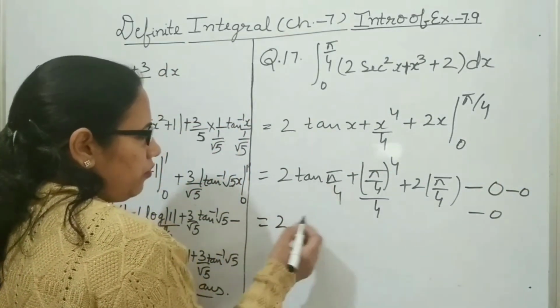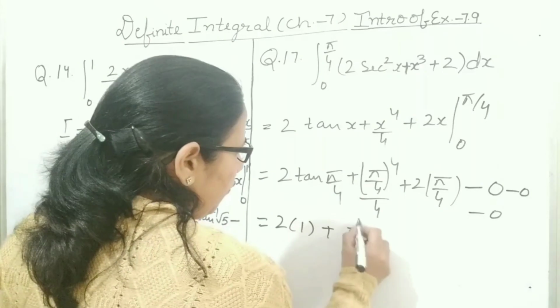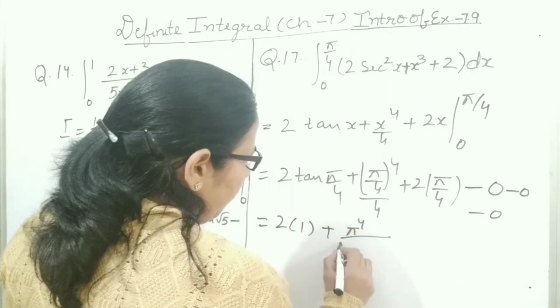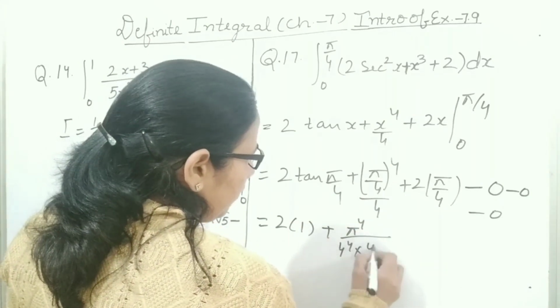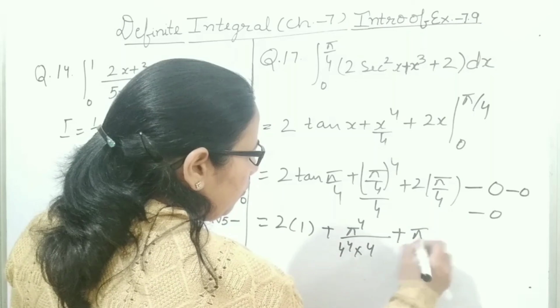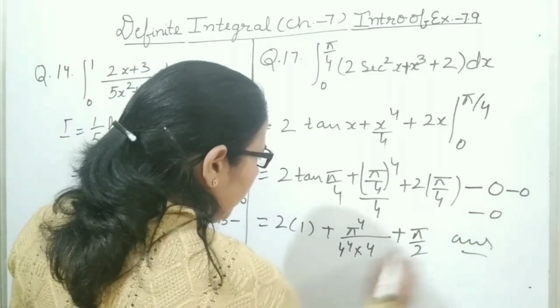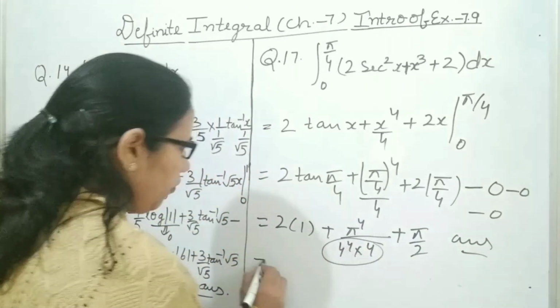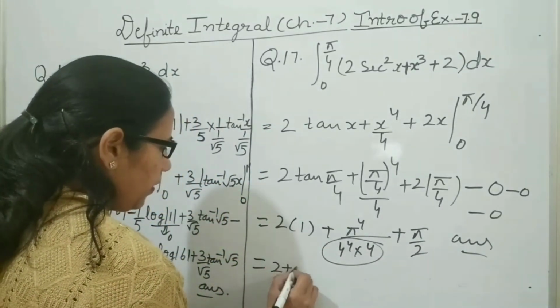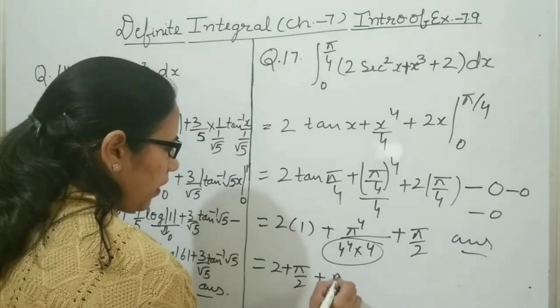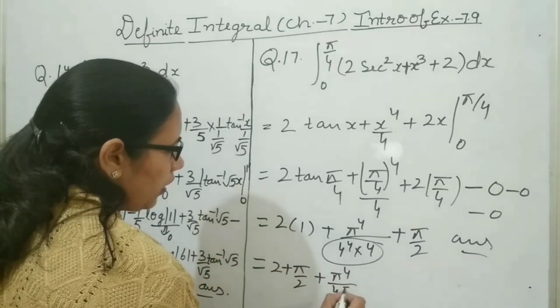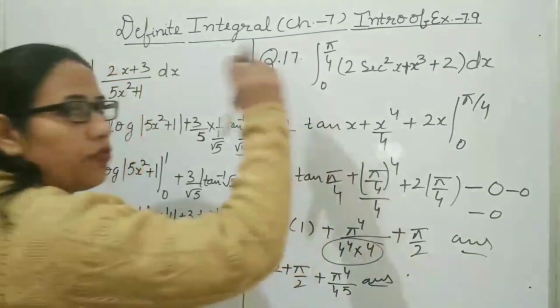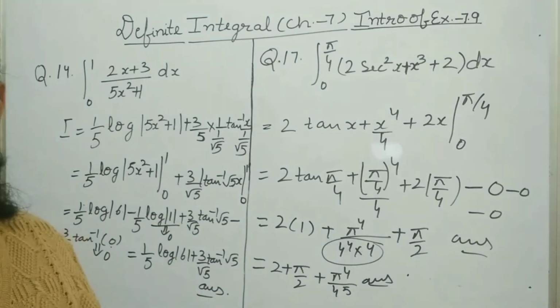tan pi/4 is 1, plus pi to the power 4 over 4 to the power 4 multiplied with 4, plus pi/2. So we have to solve this power. Then your answer will come out to be 2 plus pi/2 plus pi/4. You can solve this. Then it is your final answer for question number 17.